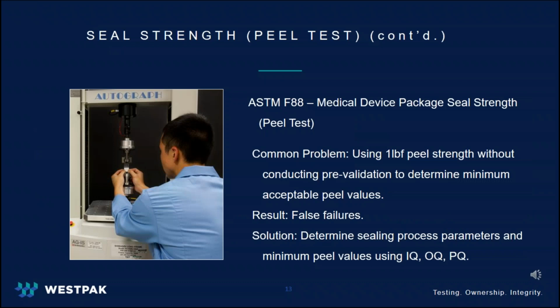The biggest issue we see with this test is that companies are selecting a minimum 1 pound force peel strength without conducting any pre-validation testing to determine what their minimum acceptable peel values are. This causes false failures that may not actually be failures. To help prevent this issue, we suggest you first determine what your minimum required peel values are as part of your IQ, OQ, PQ process of your sealing equipment.